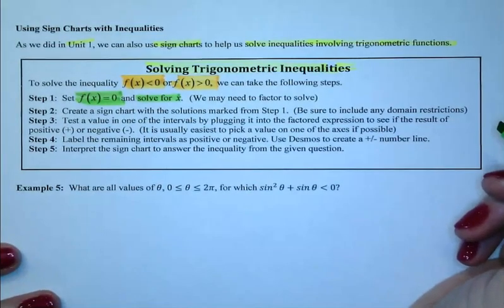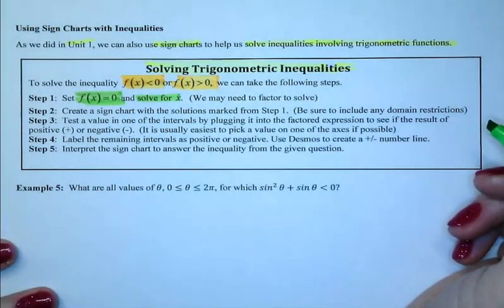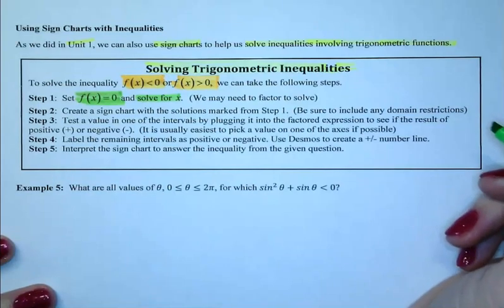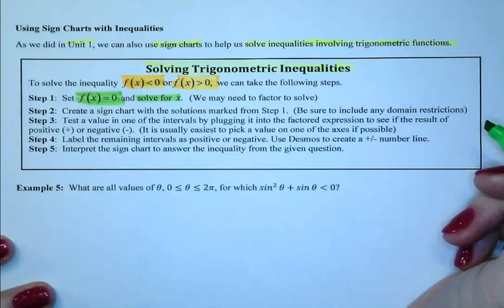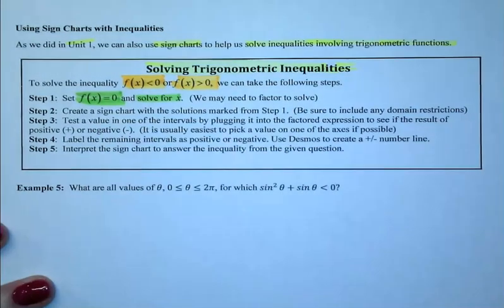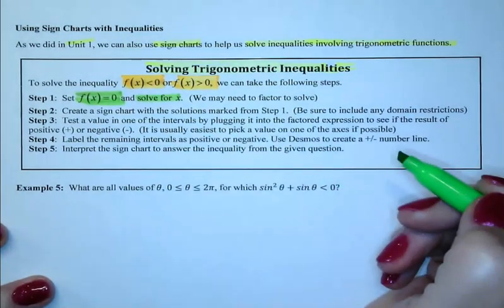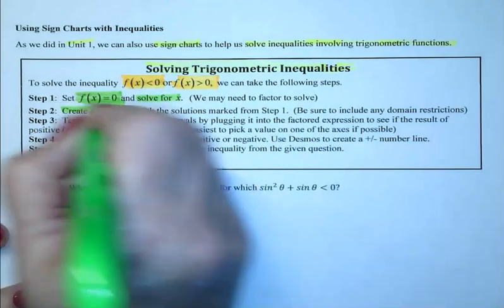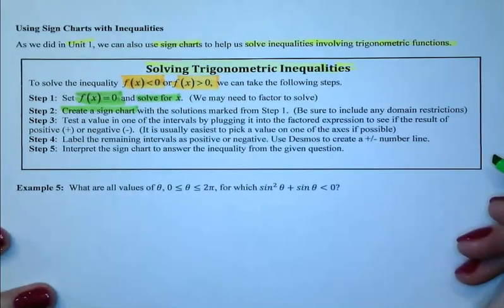So we may need to factor in some steps. We may need to use different solving techniques. The one thing we really don't want to do is divide out a trig function, like divide both sides by tan, because you can lose solutions that you can't mathematically get back. So after we've set it equal to 0 and solved for x to find those places that are going to break our number line up, then we're going to create a sign chart with the solutions marked from step 1.